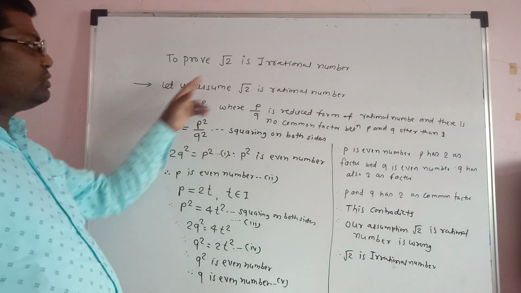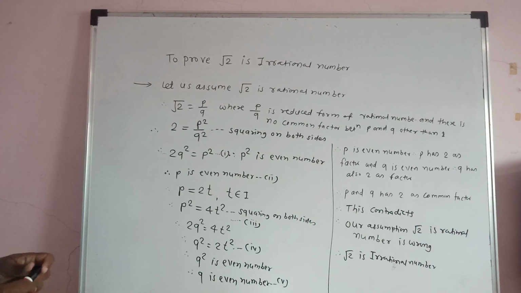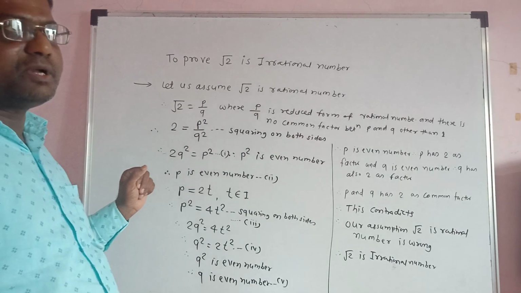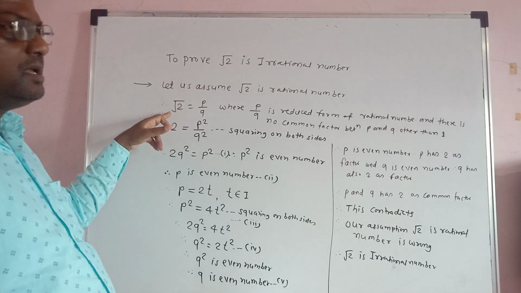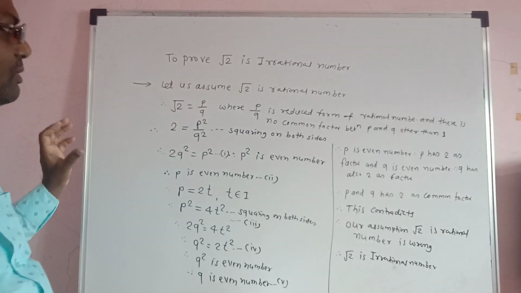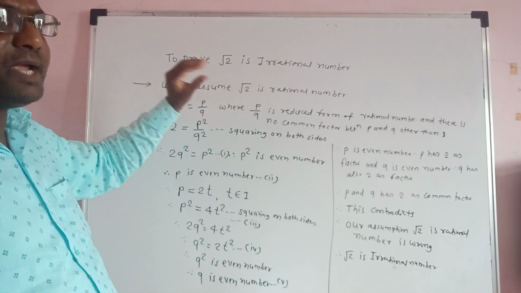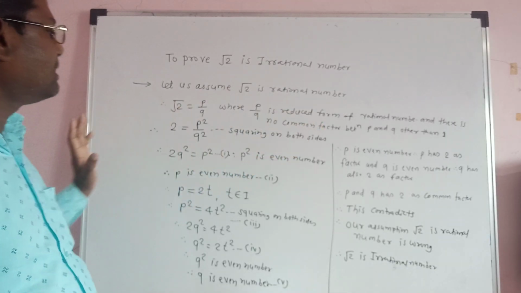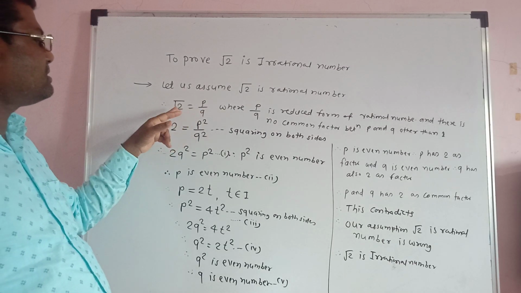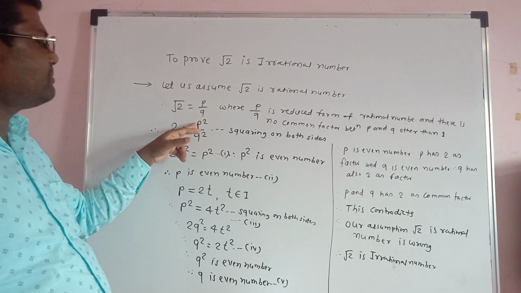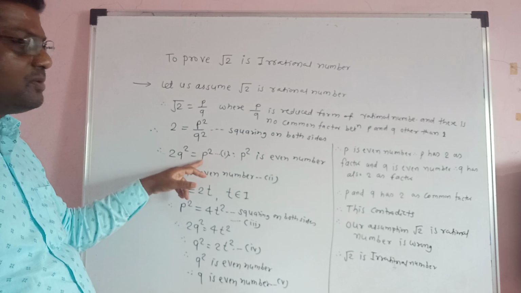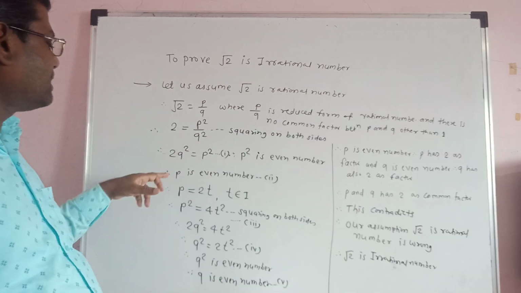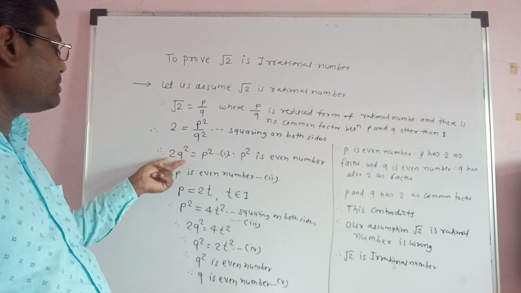Let us see once again how to prove root 2 is an irrational number. Let us assume root 2 is a rational number. We know that any rational number can be represented in the form of p upon q. Therefore, we can write root 2 is equal to p upon q, where p upon q is the lowest form, that is, the reduced form of a rational number. So p and q have no common factor other than 1. Now squaring on both sides of this equation, root 2 square is 2, p upon q square is p square upon q square. From this, 2q square is equal to p square.